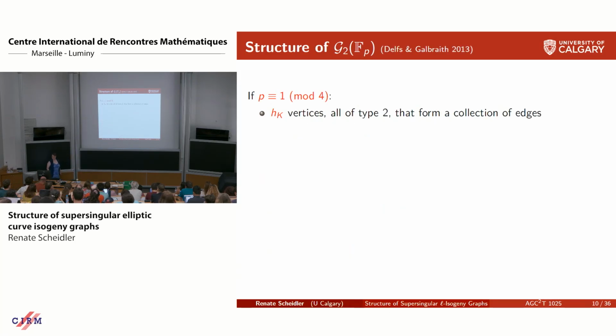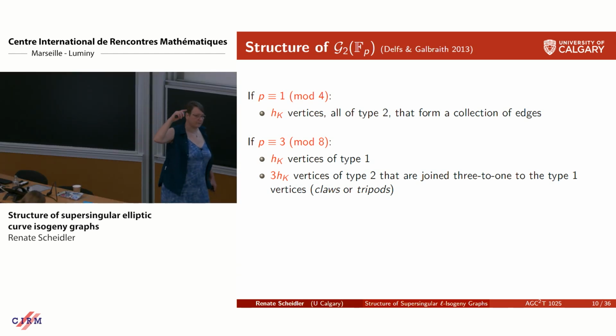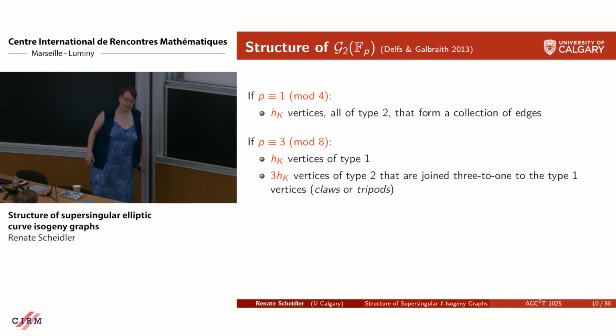When P is congruent to 1 mod 4, then you have class number many vertices. They're all of type 2, and they form a collection of edges. So it's just a bunch of edges. That's not so interesting. When P is 3 mod 8, it gets a little bit more interesting. You have hK vertices of type 1, so the endomorphism ring is the maximal order, and 3 times as many vertices of type 2, and they are connected 3 to 1.